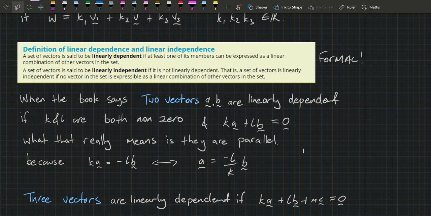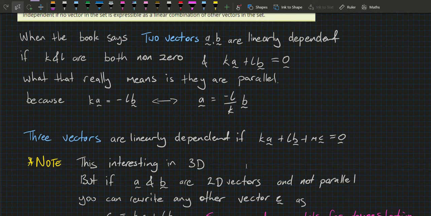So the point is that K and L in this example are real numbers, and A and B are the other vectors. To say that they're parallel to one another is just a little bit of algebra here, and you can see that it just means that A is equal to minus L over K times B. So if they're parallel, there's some sort of scalar going on here. A is just equal to some scale of B, so they're on the same line.